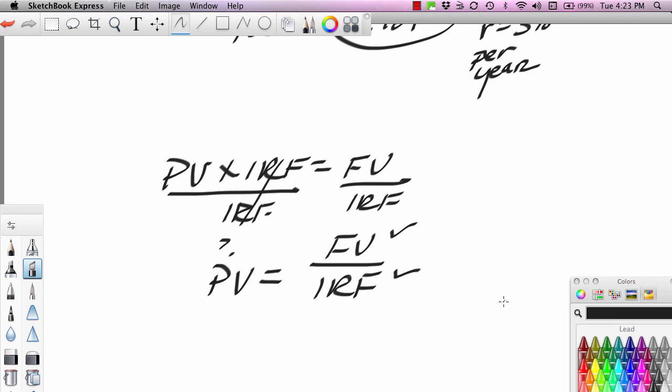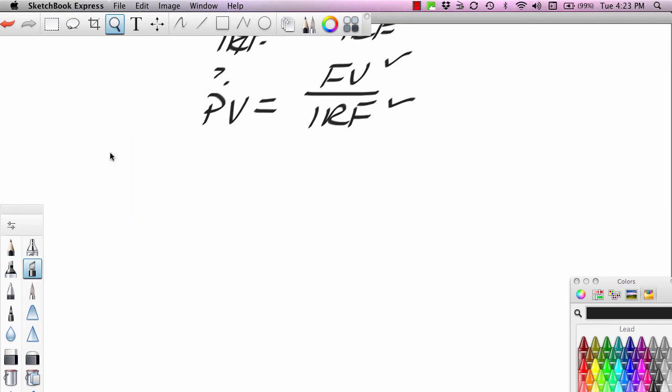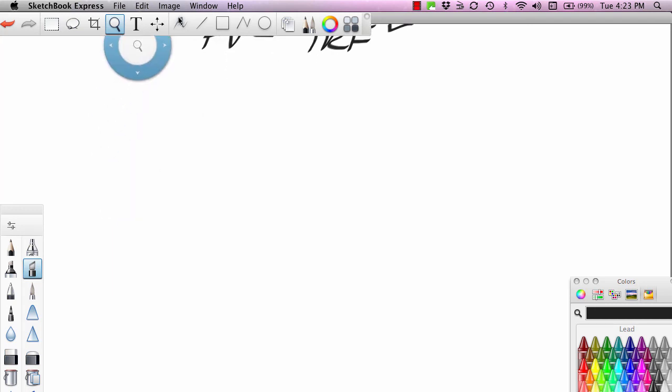Okay? So let's go ahead and let's do a couple examples like this and kind of get warmed up, because this is actually going to be a very useful tool when we look at investment decision making. Okay? So let's say that you need $100 in 1 year to buy something. So this is your future value.